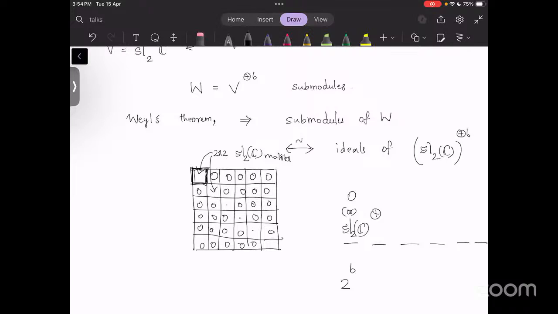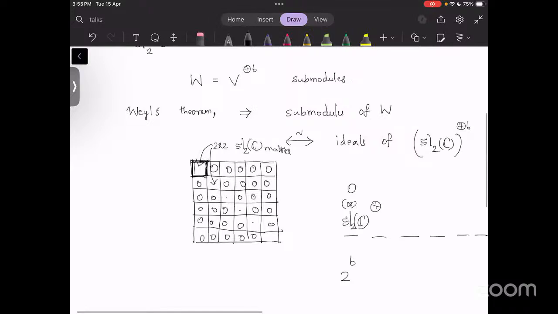Is that making sense? Continue, sir. I am understanding. So the answer is 2 to the power 6. But sir, SL2C is simple, so it doesn't have any proper ideal, and the accepted answer in the assignment is 8 to the power 2, not 2 to the power 6. Yeah, 8 is 2 to the power 3, so 8 squared is 2 to the power 3 squared, which is 2 to the power 6.